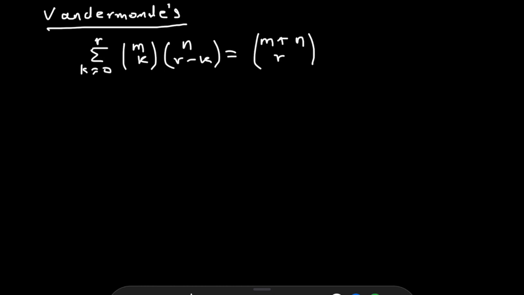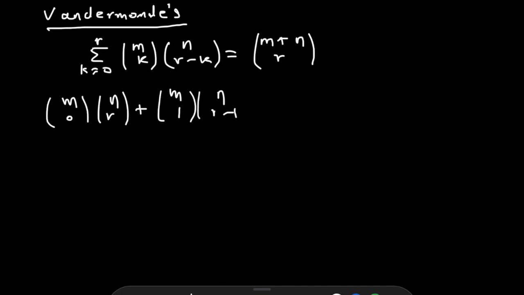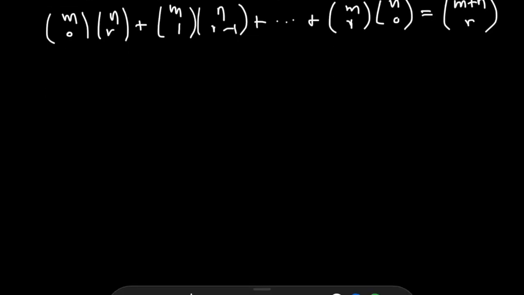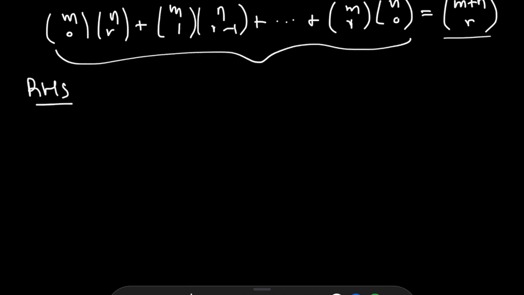So this identity, if we expand it out a little bit, we have m choose 0 times n choose r plus m choose 1 times n choose r minus 1, and so on until m choose r times n choose 0. And this identity tells us that this whole expression on the left is equal to m plus n choose r. So now how do we prove this using a committee forming argument? Well, we're going to start with the right-hand side because it is just one binomial coefficient compared to this sum of binomial coefficients on the left.